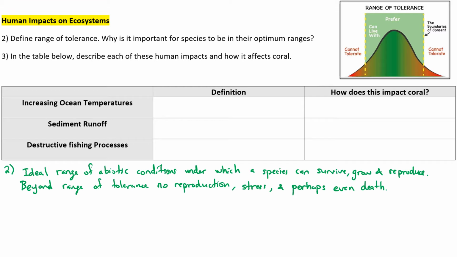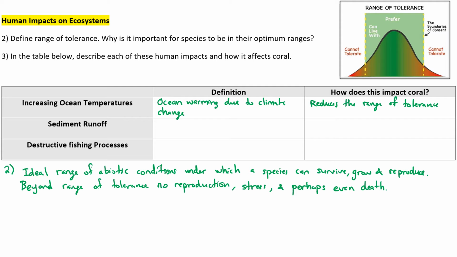So, describe each of these human impacts and how it affects coral. Increasing ocean temperatures. The definition of that is simply that the ocean is warming due to climate change. How does this impact coral? It reduces the range of tolerance, so they die off.